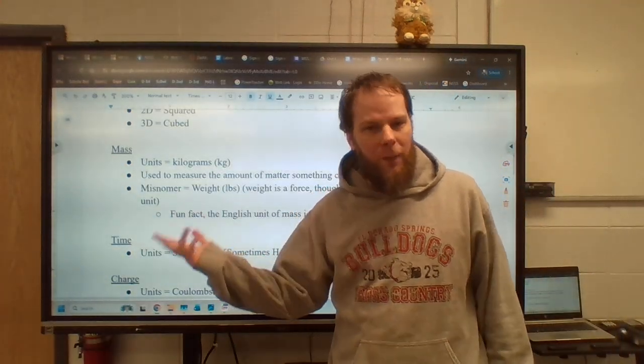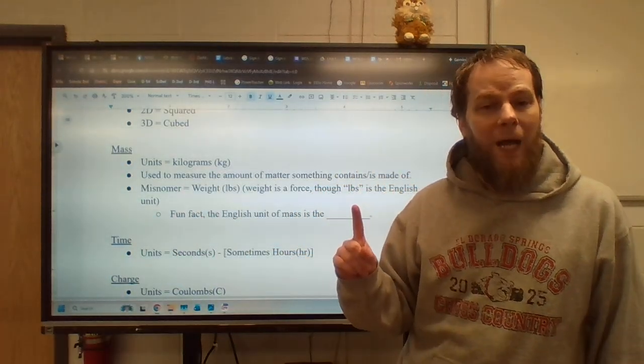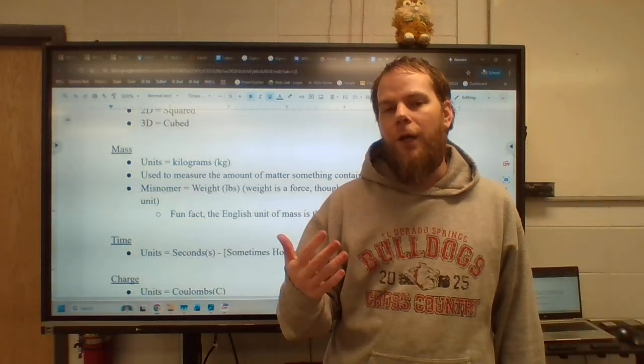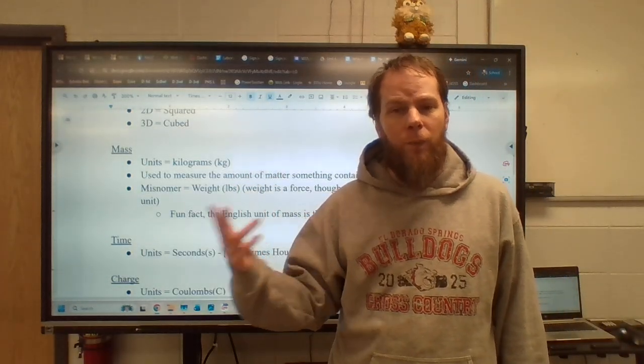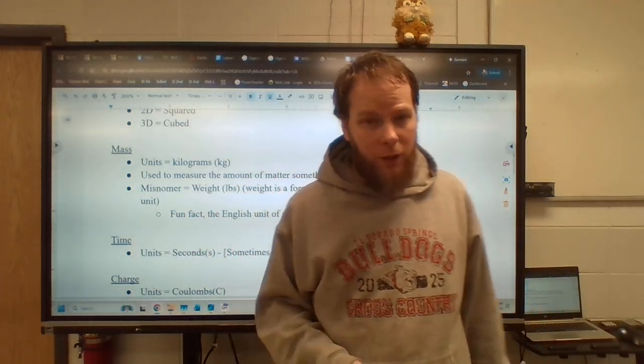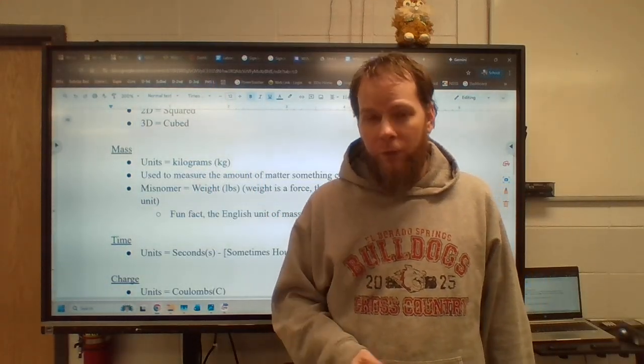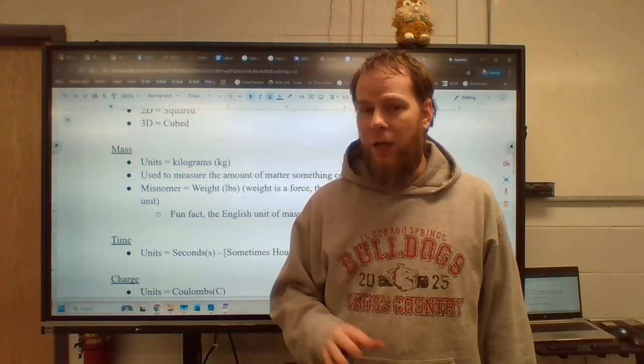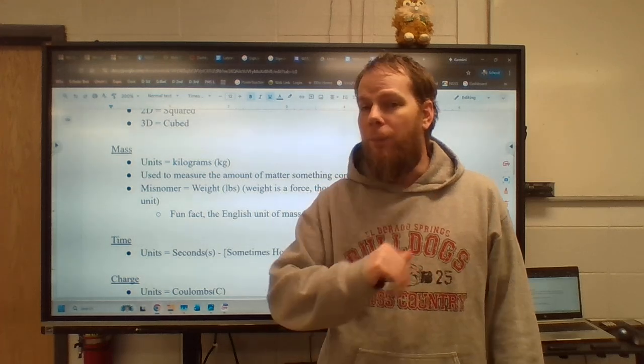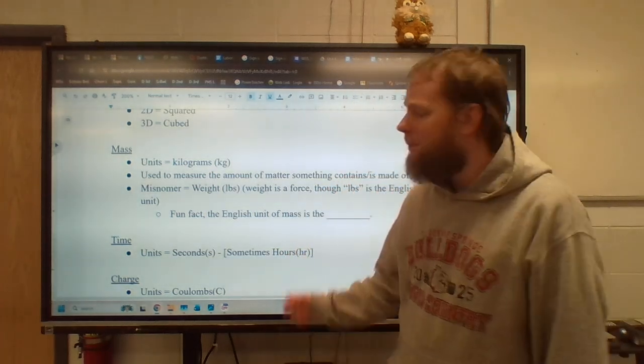For weight, I want to mention this. Weight is measured in pounds in English. In the SI system, weight is considered an aggregate unit. It's made up of a bunch of these other things, and we measure it in newtons. Again, we have a whole unit dedicated to force later, but we'll get to that eventually.